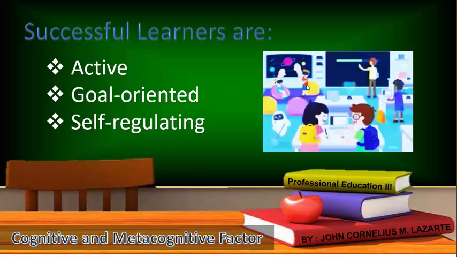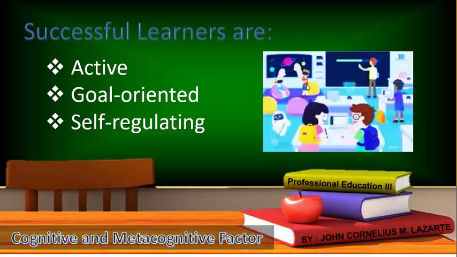Next is self-regulating. They have the ability to monitor their progress, to monitor and assess their learning strategies, whether they are effective or not. And they have the ability to remain focused on learning, so they will not be distracted by environmental, peer, and other factors or forms of disturbance.